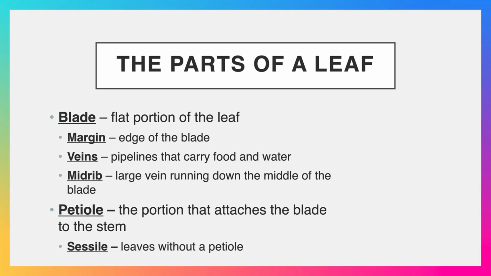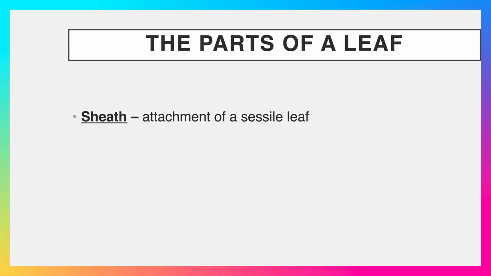And leaves that do not have a petiole are called sessile leaves because they are stuck to the stem and they can't move on their own. Leaves with petioles actually can move with the wind or other structures. Another part of the leaf is called the sheath, and this is the part on a sessile leaf that attaches that kind of leaf to the stem.